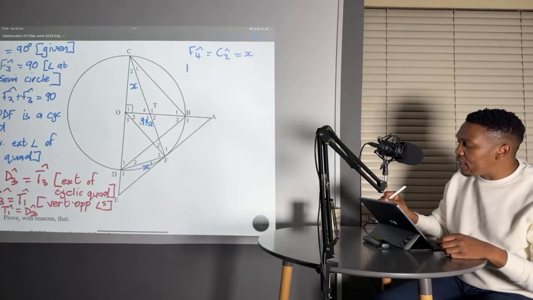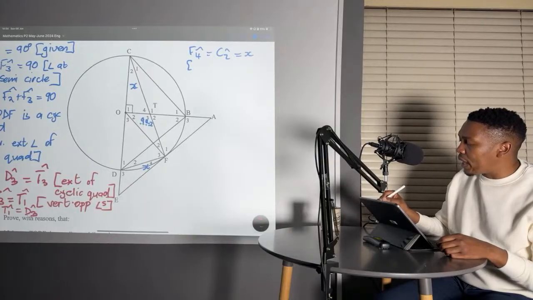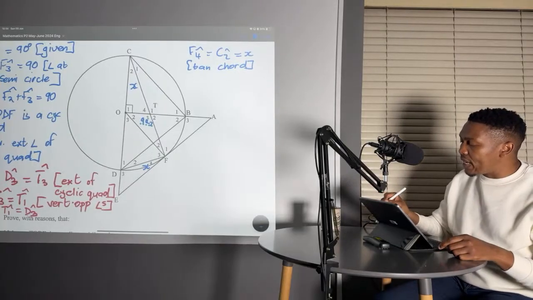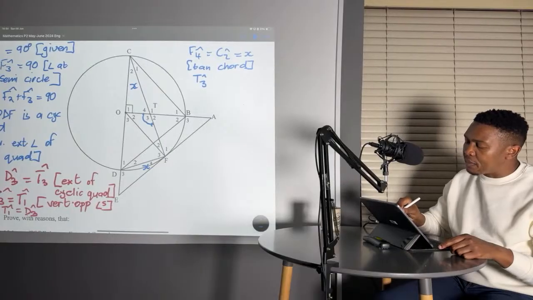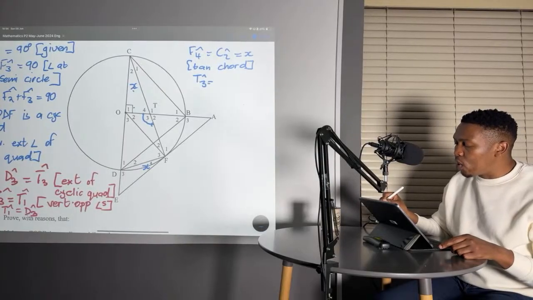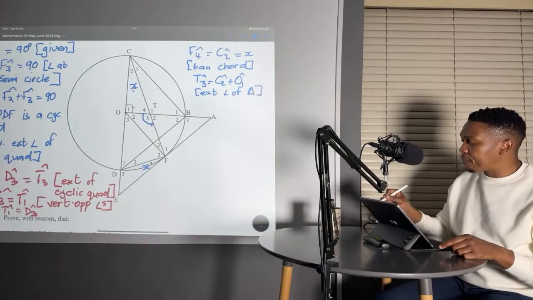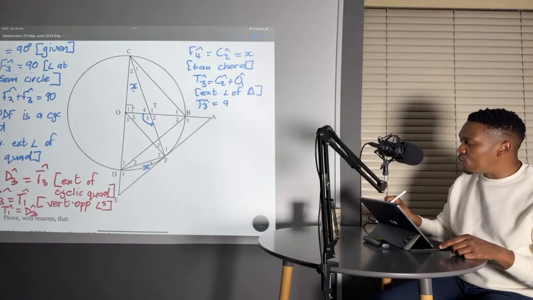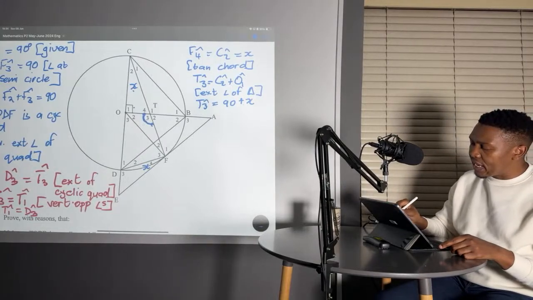So that means T3. I forgot to write the reason for F4 and F2 and C2. That's going to be the tan-chord theorem. Okay? So we said T3 becomes the exterior angle of that triangle. And remember, the exterior angle is equal to the sum of the interior opposite angles. So T3 will be equal to C2 plus O1. That's the exterior angle of a triangle. So T3 will equal 90 plus x. So what I've said is that this guy here is 90 plus x.